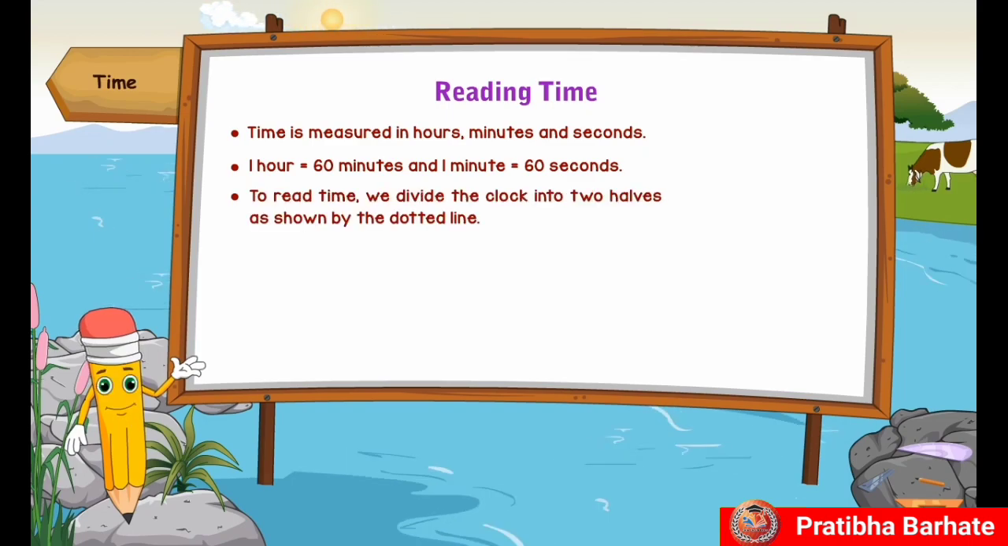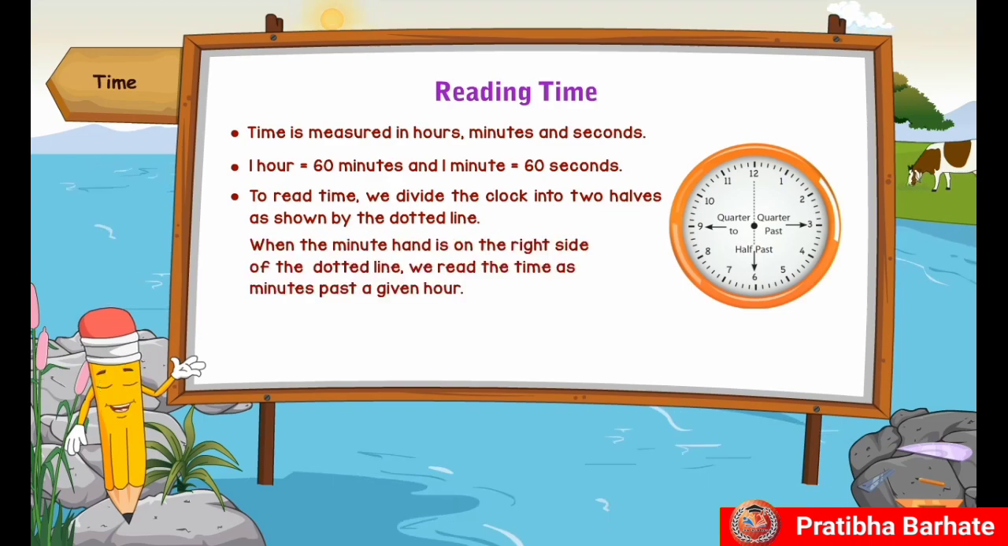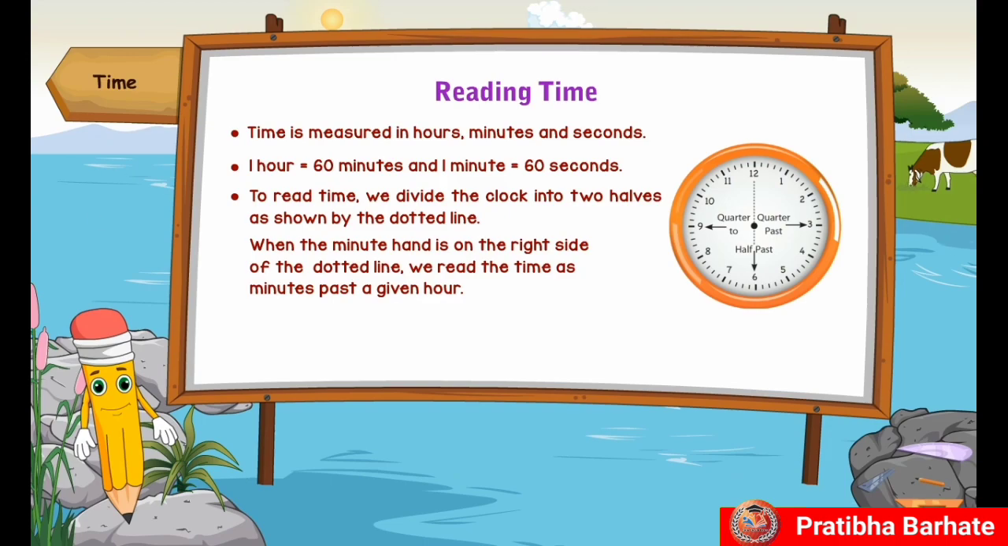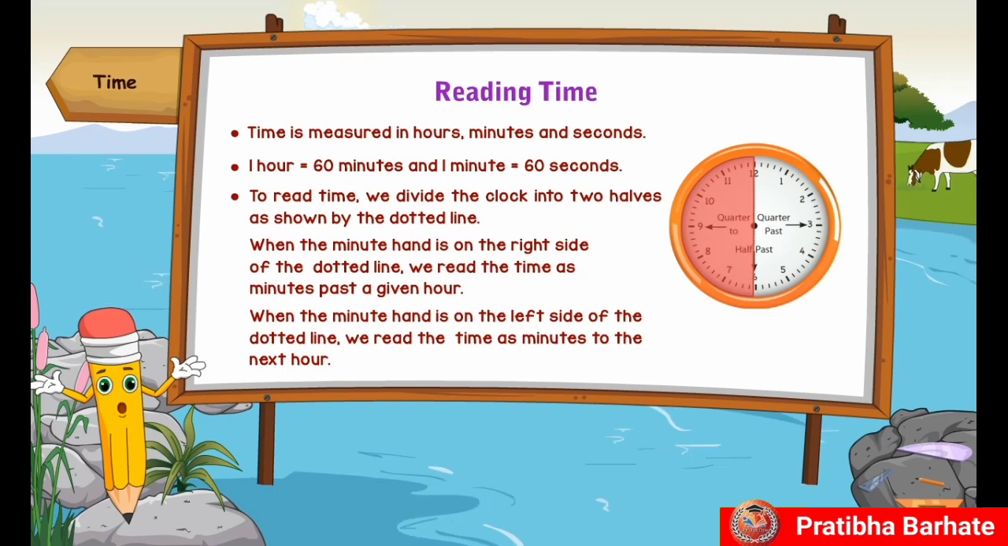To read time, we divide the clock into 2 halves as shown by the dotted line. When the minute hand is on the right side of the dotted line, we read the time as minutes past a given hour. When the minute hand is on the left side of the dotted line, we read the time as minutes to the next hour.